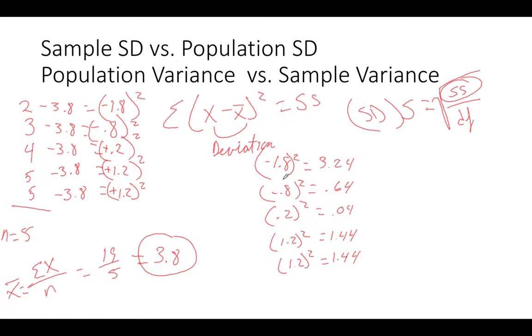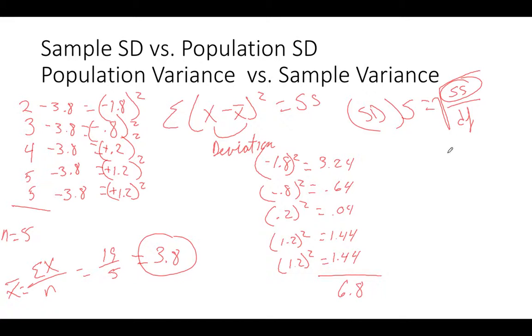So once we have our deviations, which are all these values here, we're going to square them. Now when we sum up our squared deviations, if you have your calculators handy, 3.24 plus 0.64 plus 0.04 plus 1.44 plus 1.44 should be equal to a sum of 6.8. So my numerator here in my formula, my sum of squares, and again, I've told you, I really don't like that term, sum of squares.